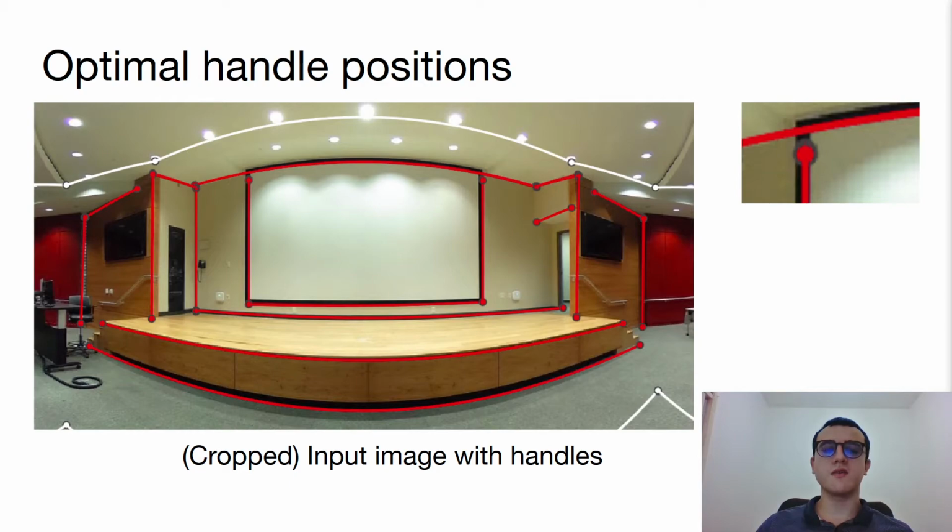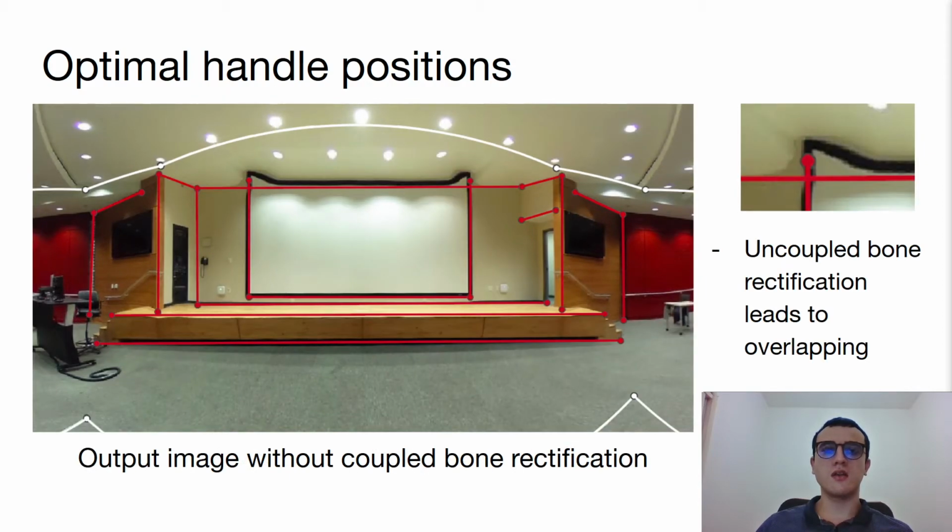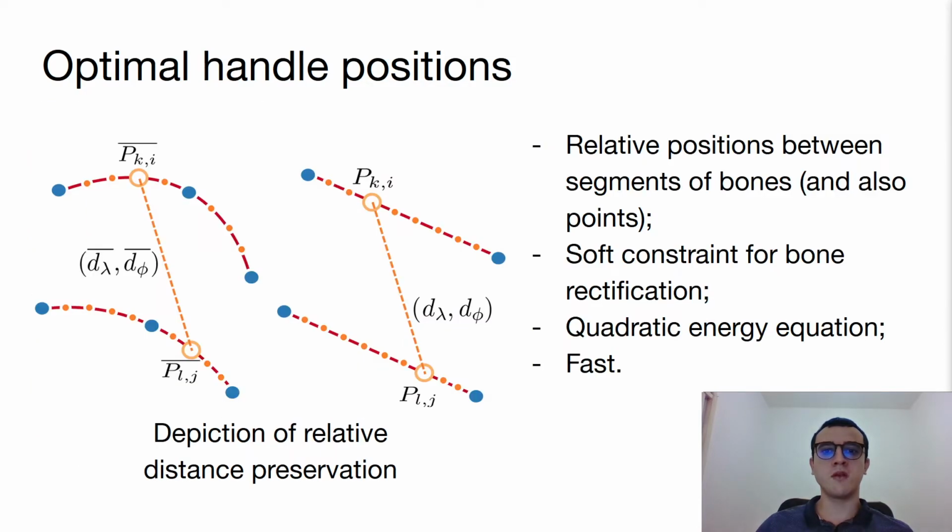Sometimes, rectification of several lines leads to conflicting positioning of them. Take for example the following lines. Rectifying those lines independently leads to overlap, and the final transformation generates a bad result. To overcome this problem, we define an energy equation to find the new final position of the handles in a way to preserve the relative distance between them, while enforcing line rectification as a soft constraint.